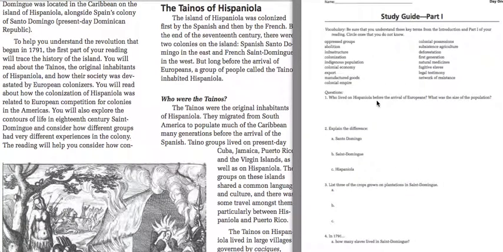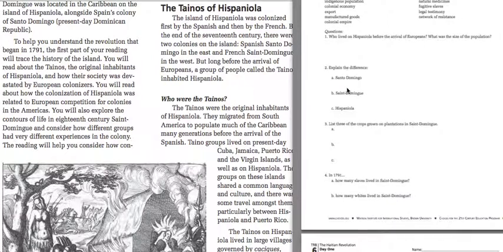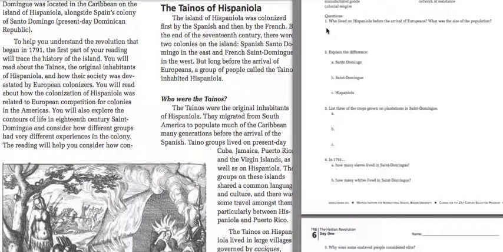This video is to help you with Study Guide Part 1. We already did the vocabulary, so we're just looking to answer the questions. Question 1 is, who lived on Hispaniola before the arrival of the Europeans? What was the size of the population?